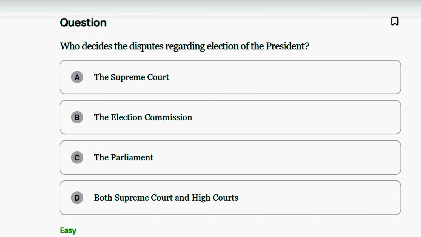Important questions, practice test, MCQ on Indian Constitution. Who decides the disputes regarding election of the president? The Supreme Court. Correct answer. Yes, the Supreme Court.